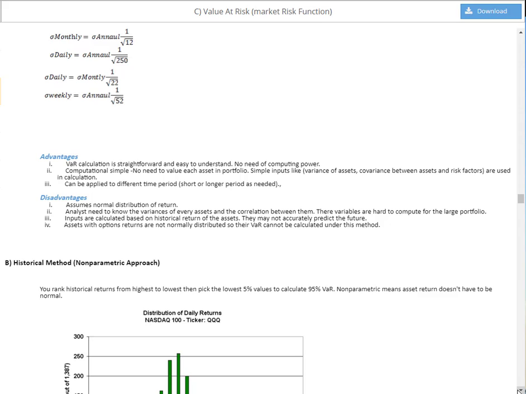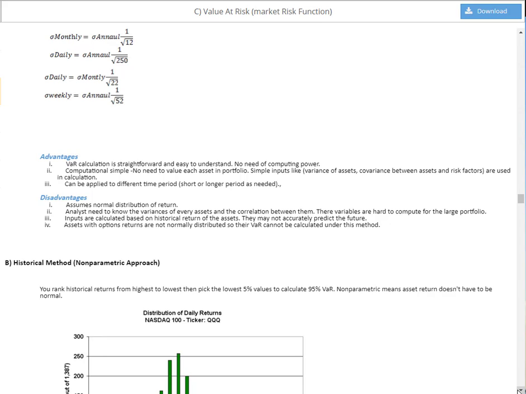Advantages: VAR calculation is straightforward, easy to understand, and there's no need for computational power. The computation is simple, and there's no need to value each asset in the portfolio, as long as we know the variance of assets, the covariance between assets, and risk factors. We can plug them into the formula and calculate. It can be applied to different time periods, short or long.